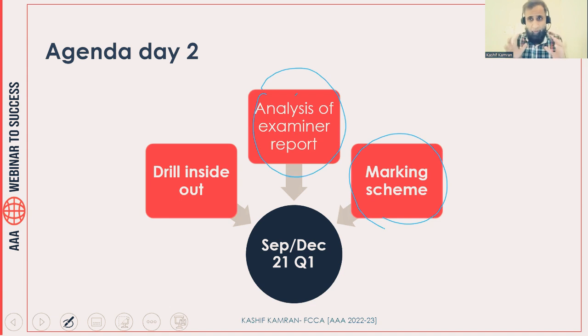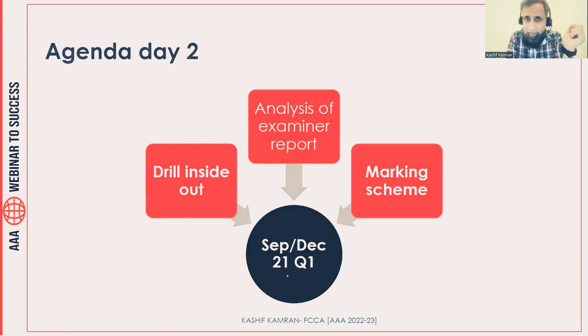You need to understand there is a constraint of time within which the maximum possible things will be fitted in, so you get the maximum benefit out of the session today. Everything is not humanly possible, but I will try to do my best in the 3 hours of day 2. So a drill inside out of question number 1, and then the analysis of the examiner report and the marking scheme of the September-December 21 exams.